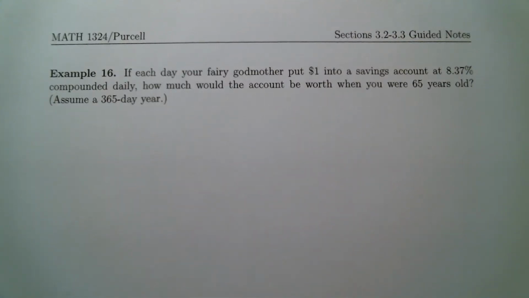Example 16. If each day your fairy godmother put $1 into a savings account at 8.37% compounded daily, how much would the account be worth when you were 65 years old? Assume a 365-day year. All right, this was example 5A.